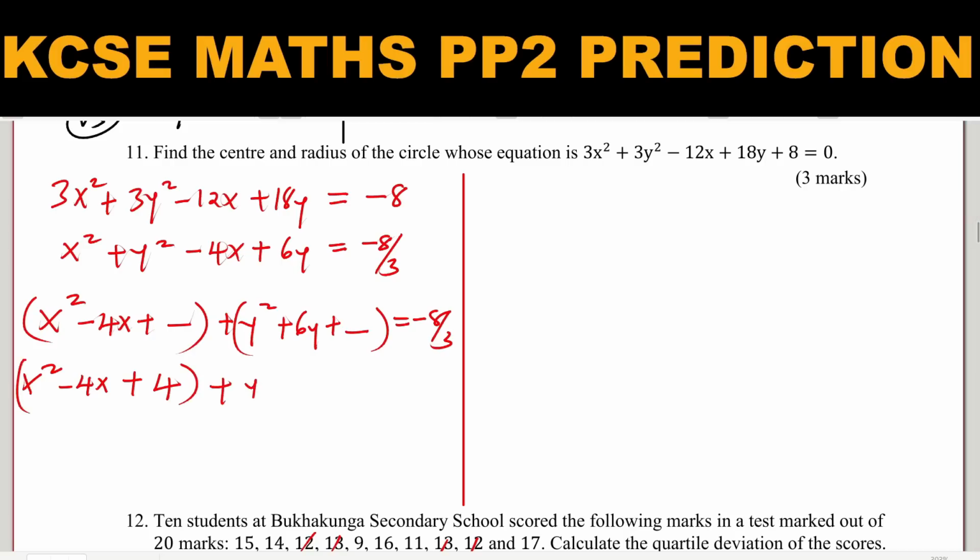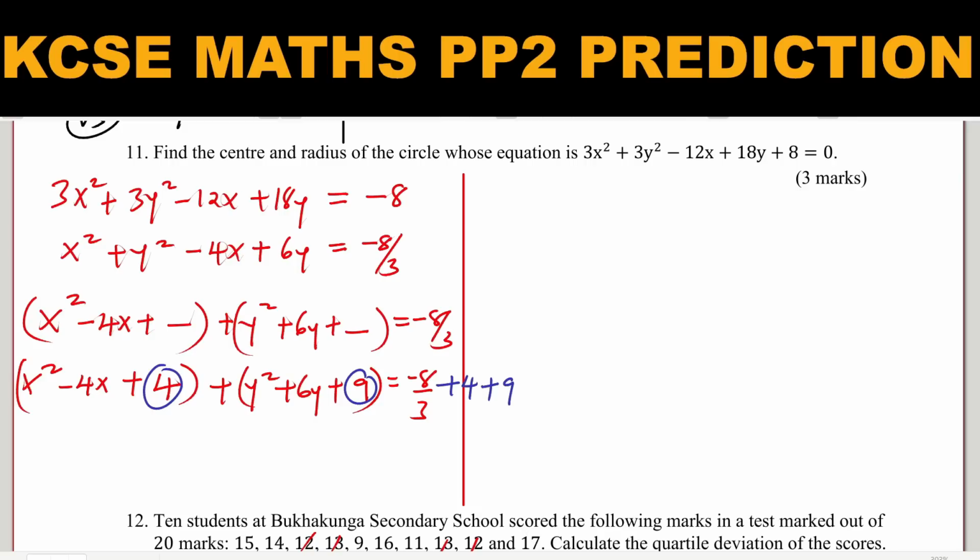Then plus y squared plus 6y plus, for this one, you get half the coefficient of y. Half times 6 is 3. Then 3 squared, you get 9. So that is what you're going to add, is equal to negative 8 over 3. Now whatever you added here and here, you have to add it here. So you have plus 4 plus 9.